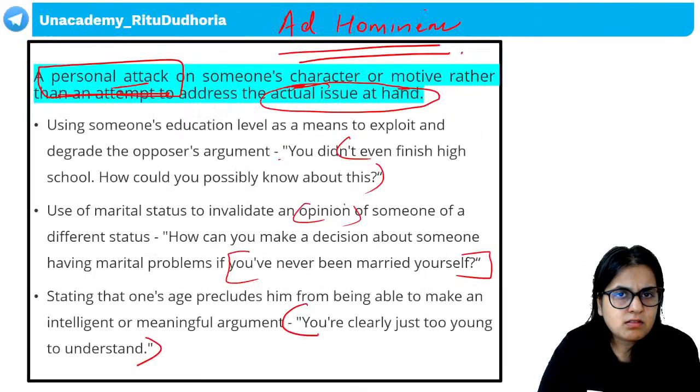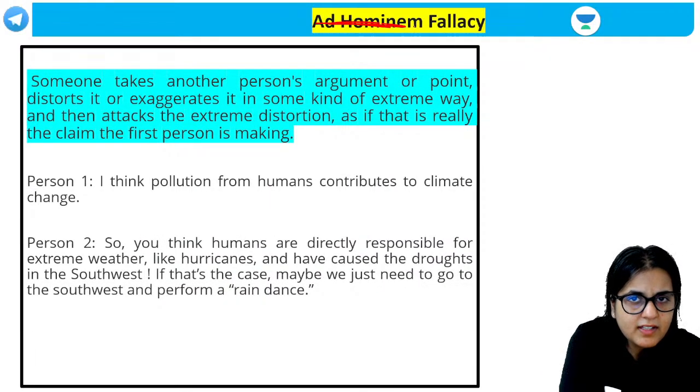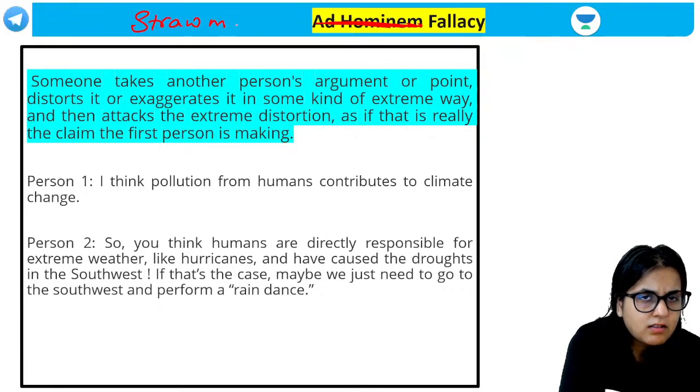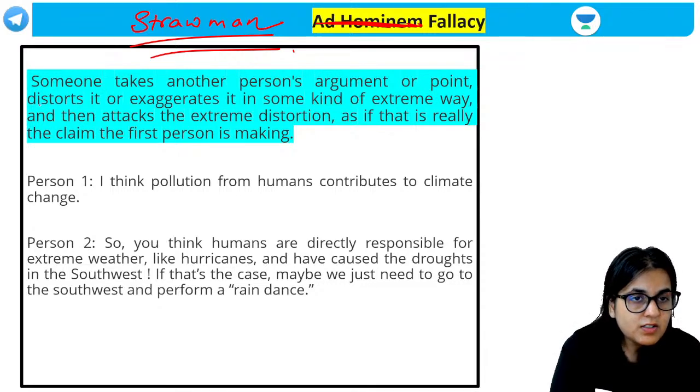One minute. Okay, guys, ये वाला गलत है. Fallacy means mistake. The second one is not ad hominem. This should be strawman. ठीक है, ये इसका नाम strawman होना चाहिए. Now listen to this. Someone takes another person's argument or point, distorts it or exaggerates it in an extreme way and then attacks the extreme distortion.